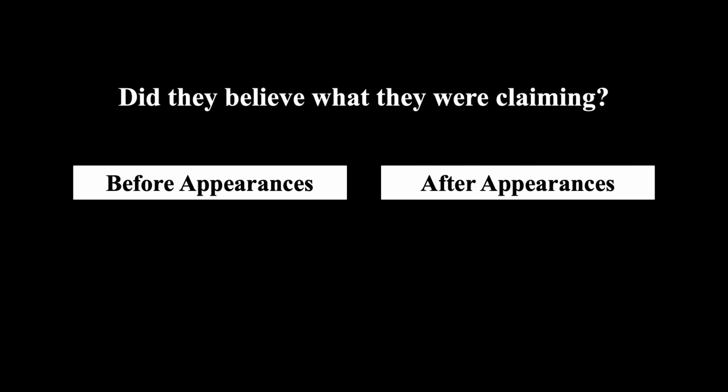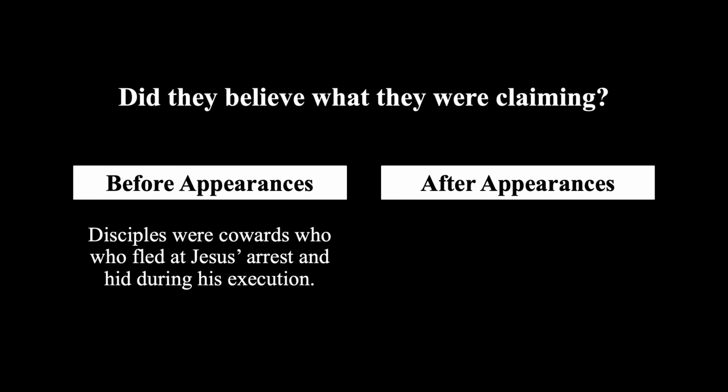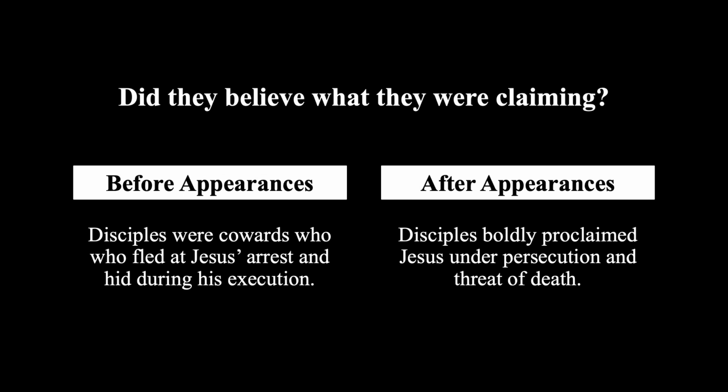Compare the attitude of the disciples before and after the appearances. Before Jesus appeared to them alive, they were cowards. They fled at Jesus' arrest, and they hid during his execution and burial, with the exception of the Apostle John. And after the appearances, the disciples boldly proclaimed the risen Jesus in the face of heavy persecution and a threat of death. This radical change in the strength of their conviction indicates that the disciples were not lying when they reported that Jesus rose from the dead and appeared to them.